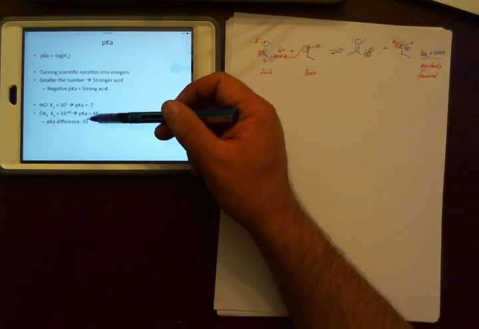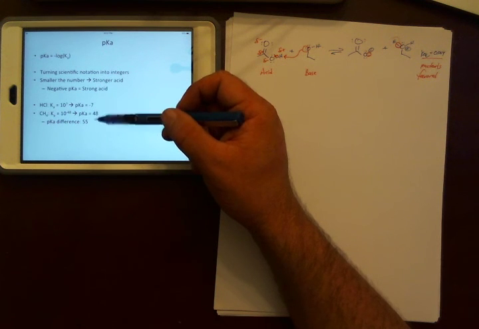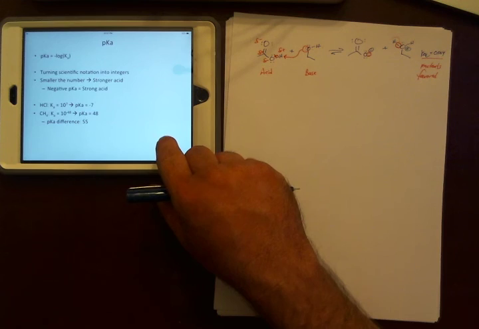Hydrochloric acid isn't just 55 times more than methane. It's 10 to the 55th, if you're looking at the difference between those two. So bear that in mind.